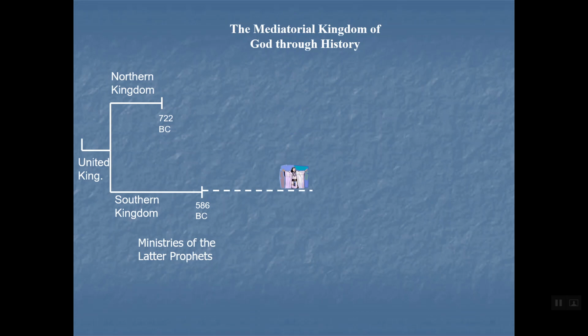And as that took place, and as the southern kingdom looks to be headed in the same direction, is also going to be taken into captivity, God sends prophets. He sends prophets that we call the latter prophets to call the southern kingdom back to himself, to call them to covenant loyalty, to keep the law of God. But they fail in that. They too are taken captive by Babylonia in 586 BC. And at that point, the southern kingdom, the throne of David, ceased to exist.